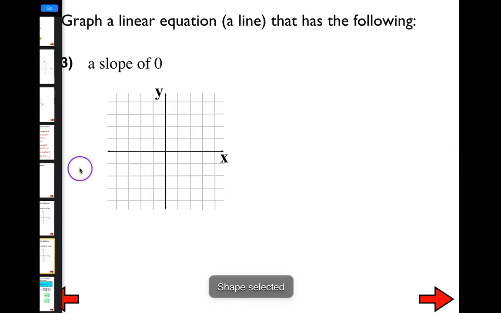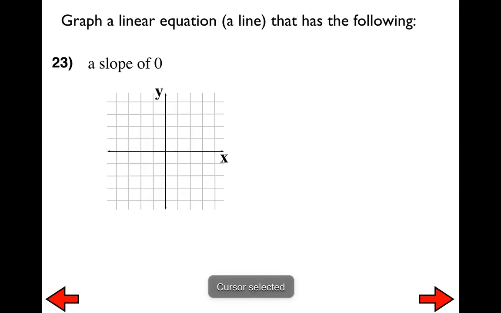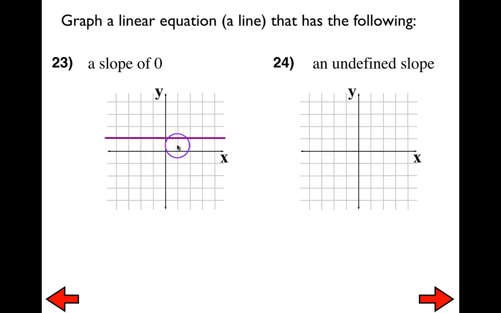Well, if it's a slope of 0, I'm going to make sure that I can read it from left to right. It's not going to go up, nor is it going to go down. So all I need really is a horizontal line. That's going to be sufficient for a slope of 0. What about an undefined slope? For an undefined slope, you can't really read it from left to right, so I would draw a vertical line.